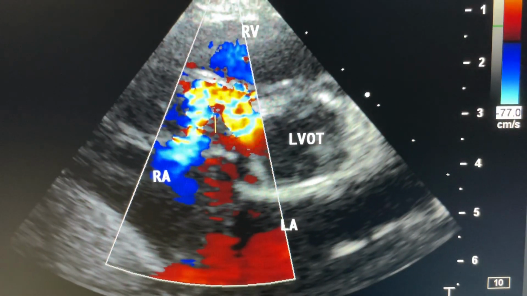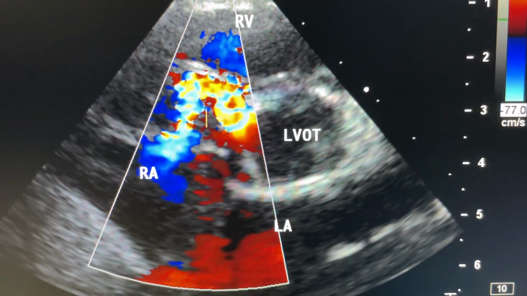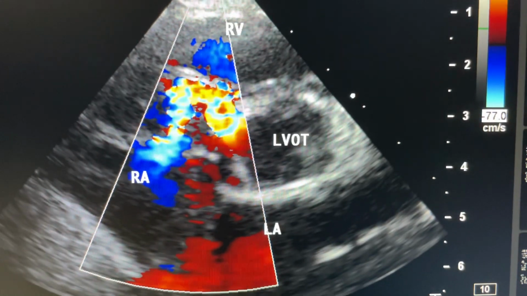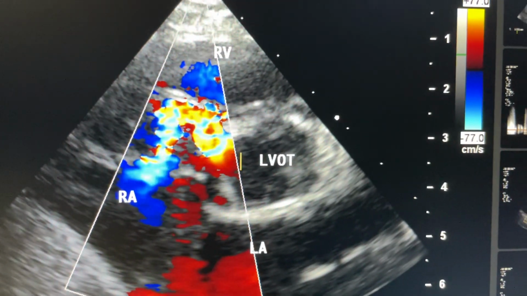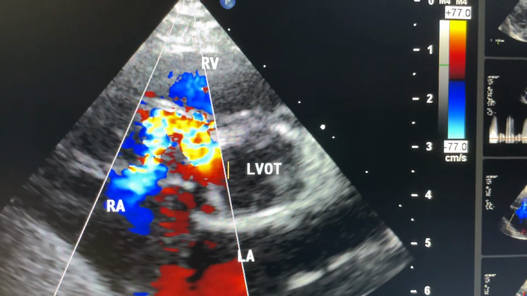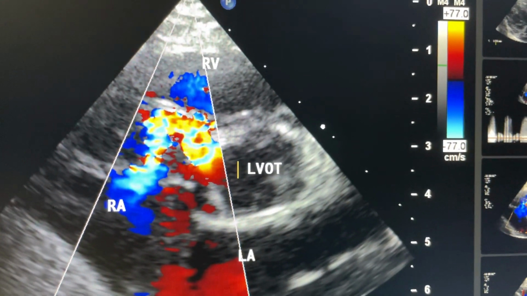This is a very rare finding, isolated Gerbode defect. Normal VSD means flow from left ventricle into right ventricle. But in the case of Gerbode defect, flow is from left ventricle into right atrium. That is called Gerbode defect.